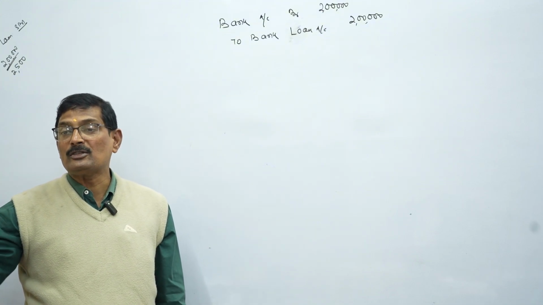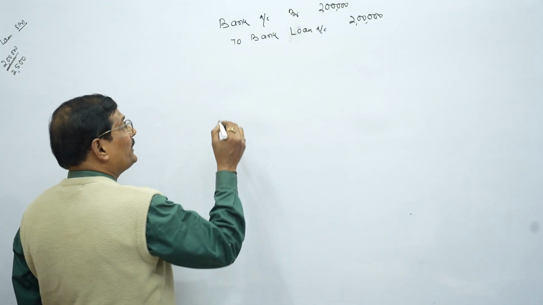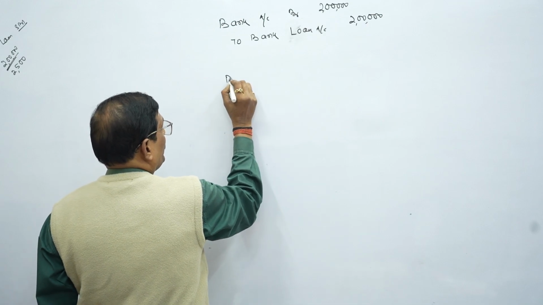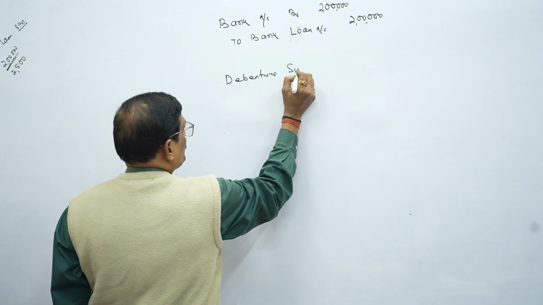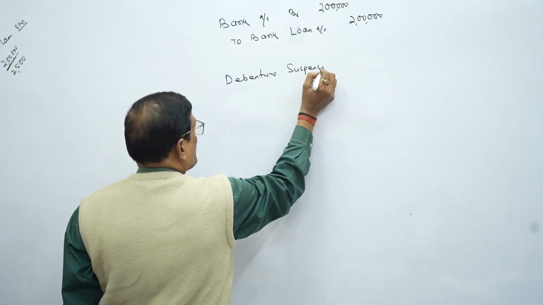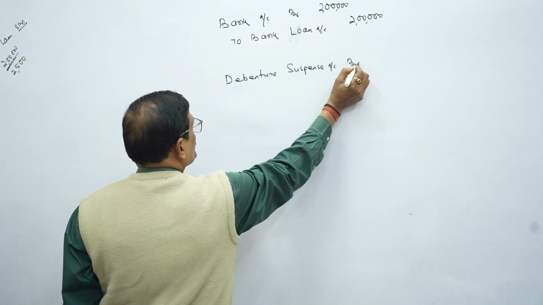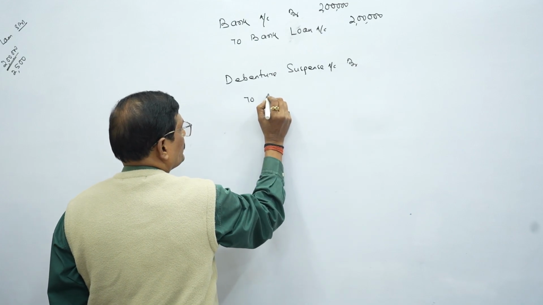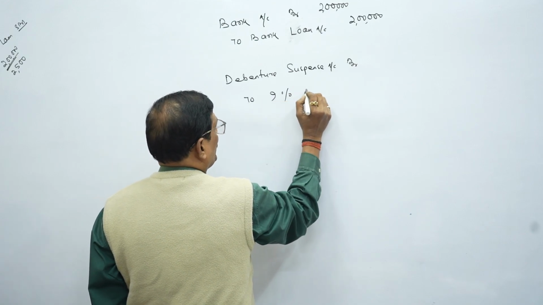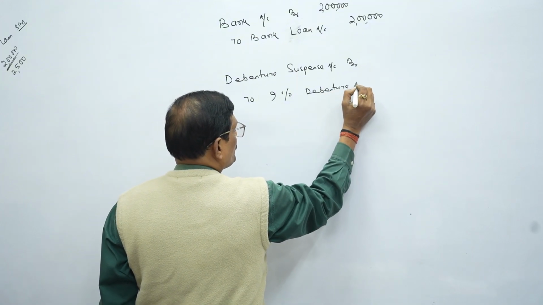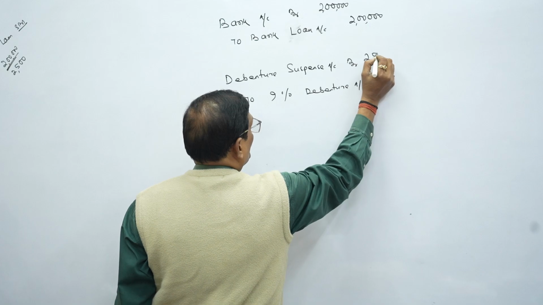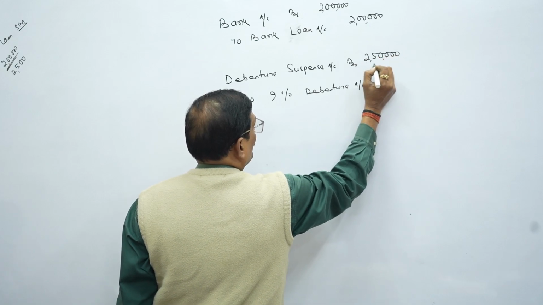Thereafter, we will issue debentures as collateral security. The entry will be debenture suspense account debited to 9% debenture account. If percentage is not given, simply write debenture account, 2,50,000.